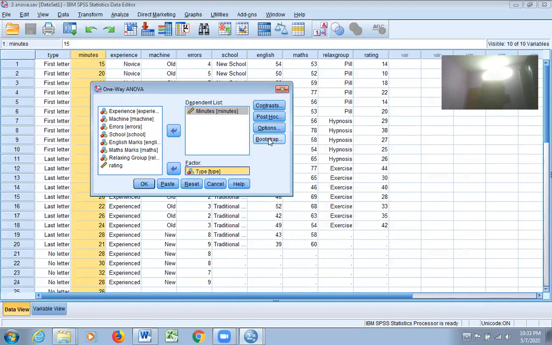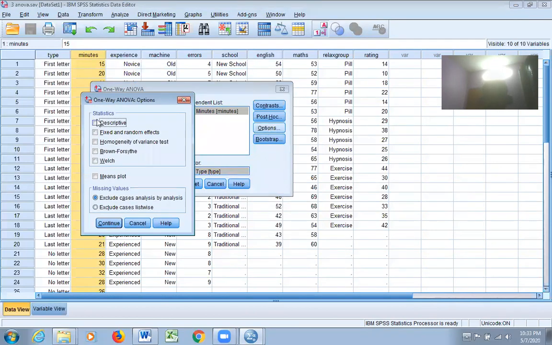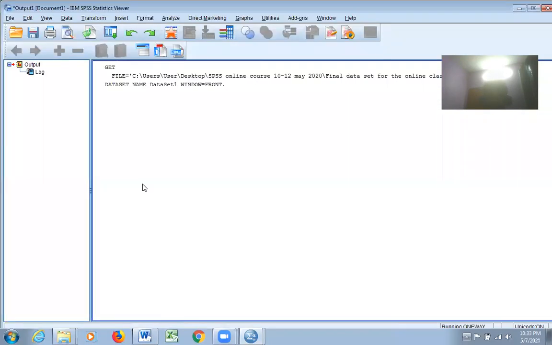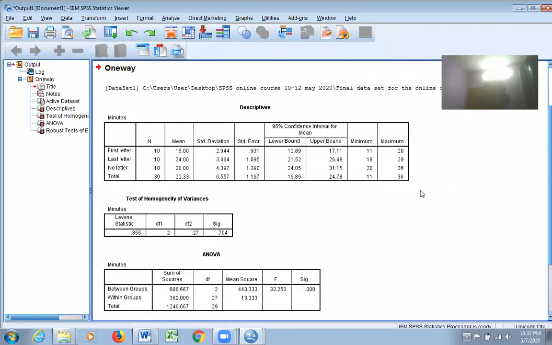Let me go back to options, click on options, select descriptive statistics, homogeneity of variance, then 2 other tests, Brown-Forsythe and Welch test. I'll tell you later on why we need these 2 tests also. Click on continue, click on OK, and you'll get the result.